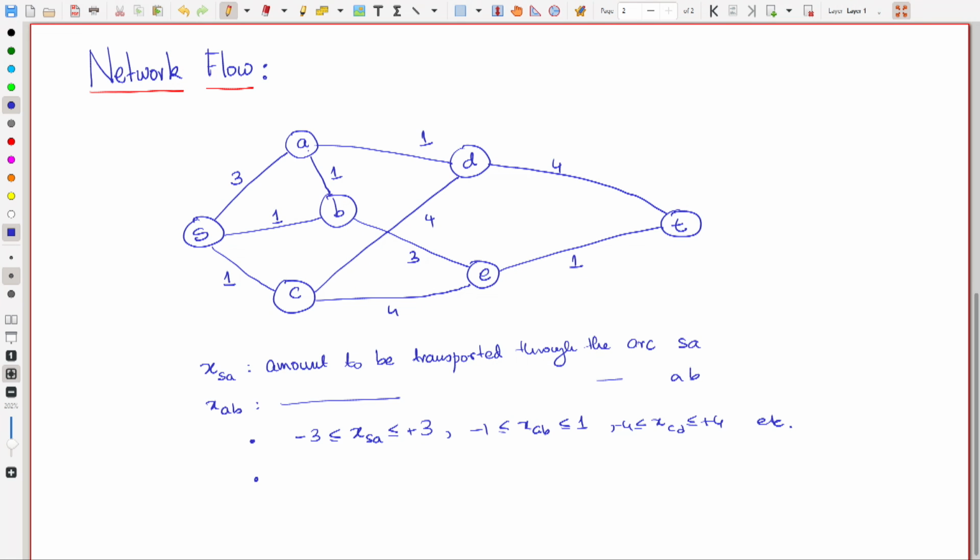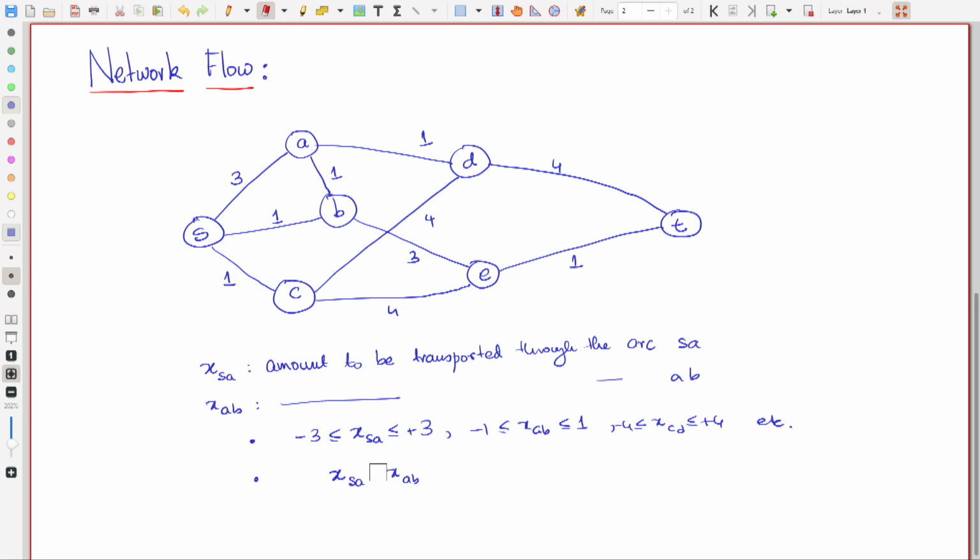Let us look at, for example, the node A. What is coming into A is X S A, and what is going out of A, depending on my orientation, is X A B. Let us not have different variables X A B and X B A. X A B is what is going from A to B, and if it is negative then it is going from B to A. So, let us not duplicate things. So x S A is coming into A and x A B is going out of A. We should write whatever is coming in is the same as what is going out.